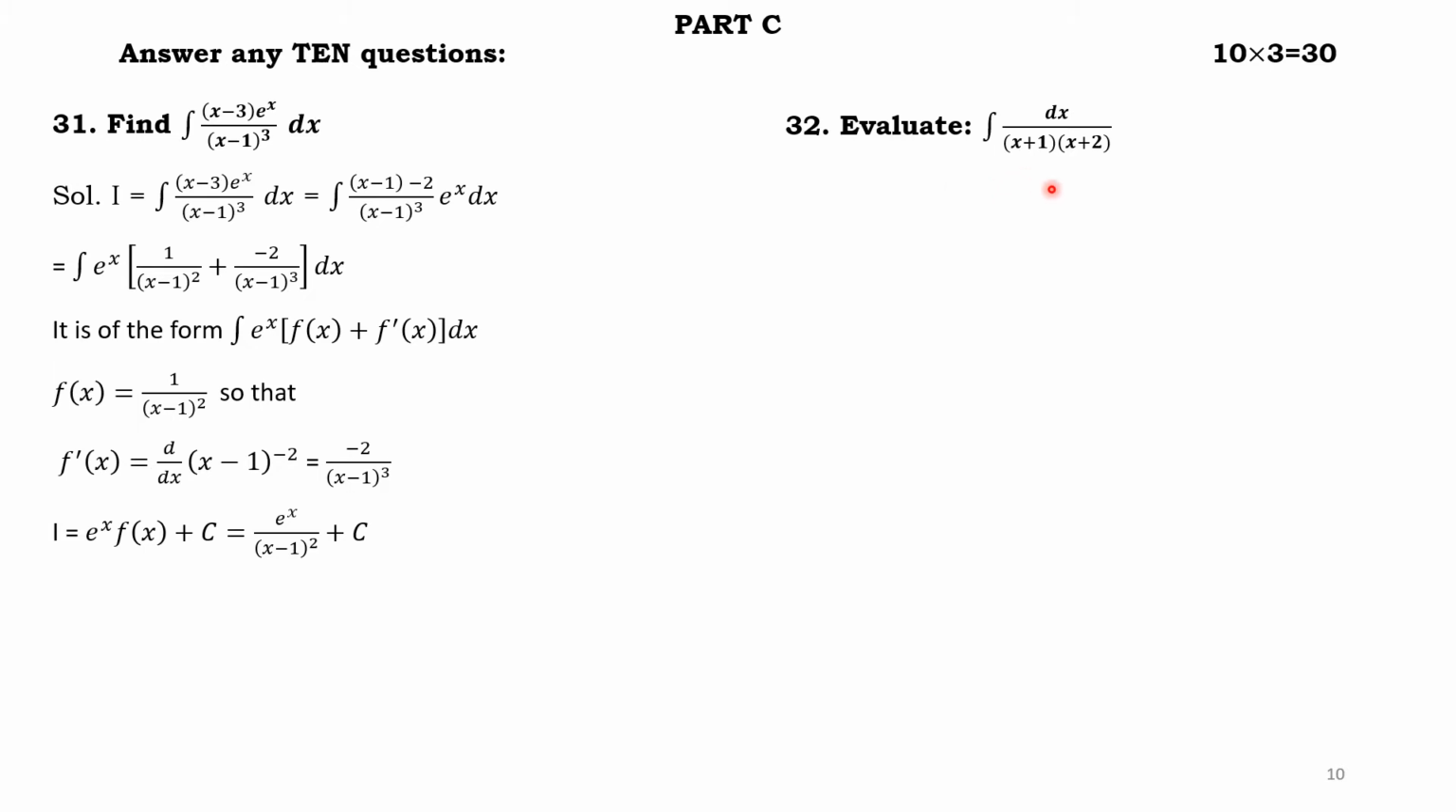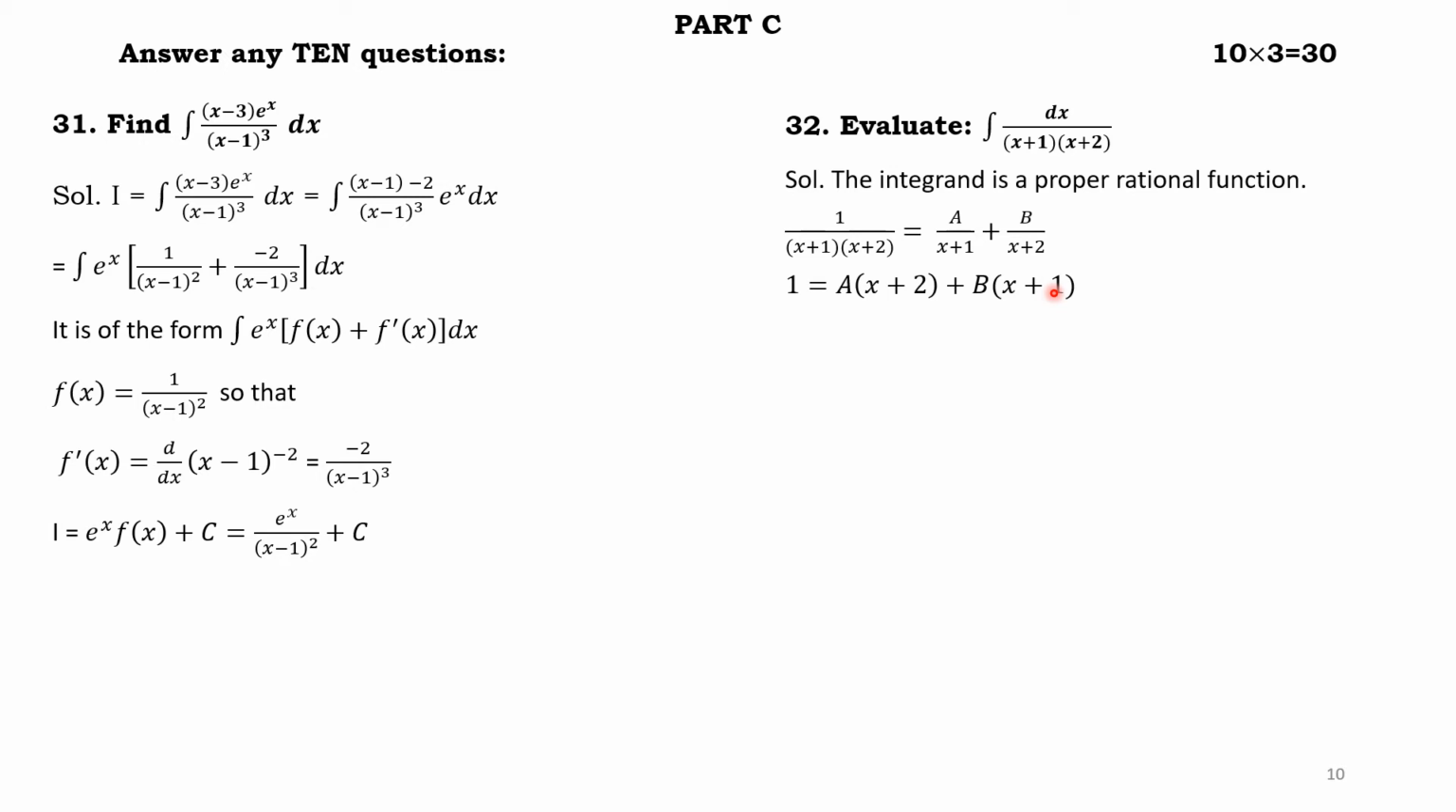Next question, 32. Evaluate integral dx of x plus 1 divided by x plus 2. Therefore, the integrand is a proper rational function. Therefore, we can separate it as 1 over x plus 1 into x plus 2. That is, the integrand can be written as a over x plus 1 plus b over x plus 2. Therefore, cross multiplying, we get a into x plus 2 plus b into x plus 1 is equal to 1.